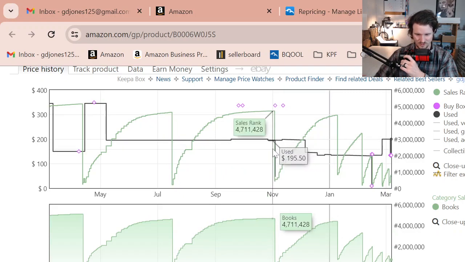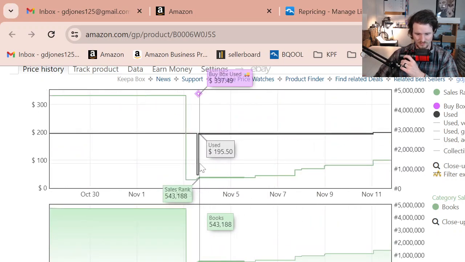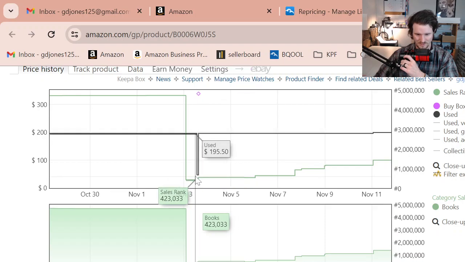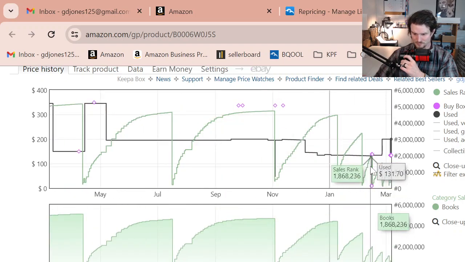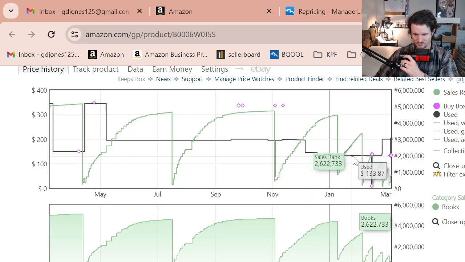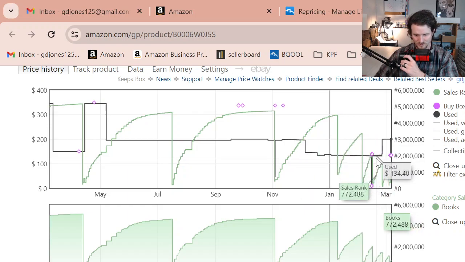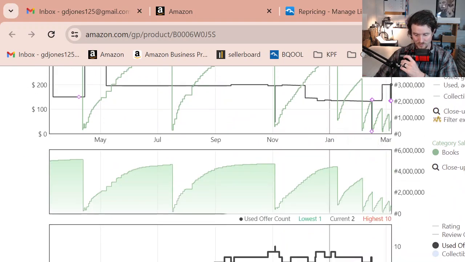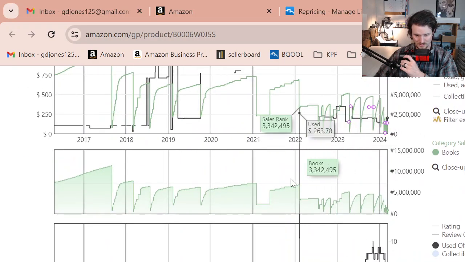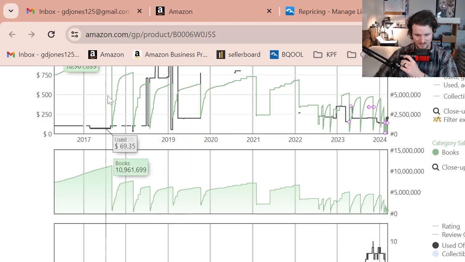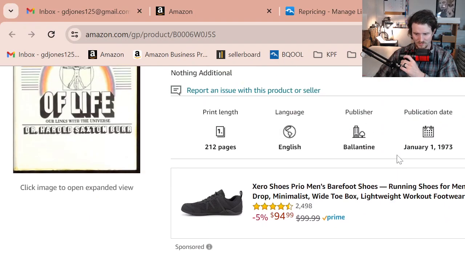Because you see this drop right here, you're like, oh wow, it sold for $195. No, not really. It sold probably at this price right here, $47. But there were several drops right here at 134, probably 134. So we'll try for 134. I think that's the price to be, and it's consistently staying up there.